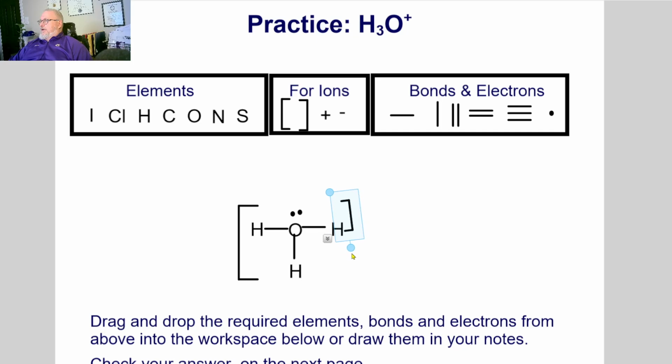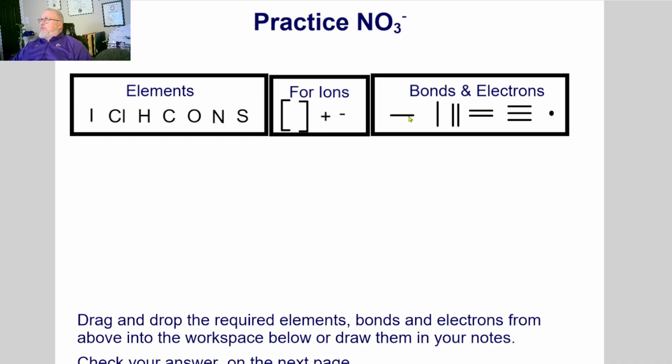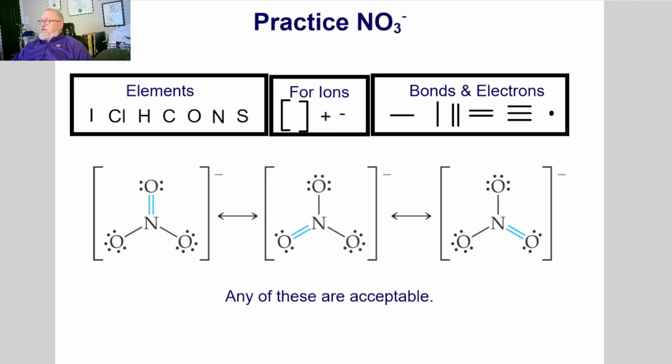That's what we've got to do. And good enough for government work. Now let's put a plus sign right there. There's hydronium. That's how you do the Lewis structures. Again, not super hard. Very similar to what we're used to. Boom, I did it. And you're going to have some more practice, and we'll do this in class.